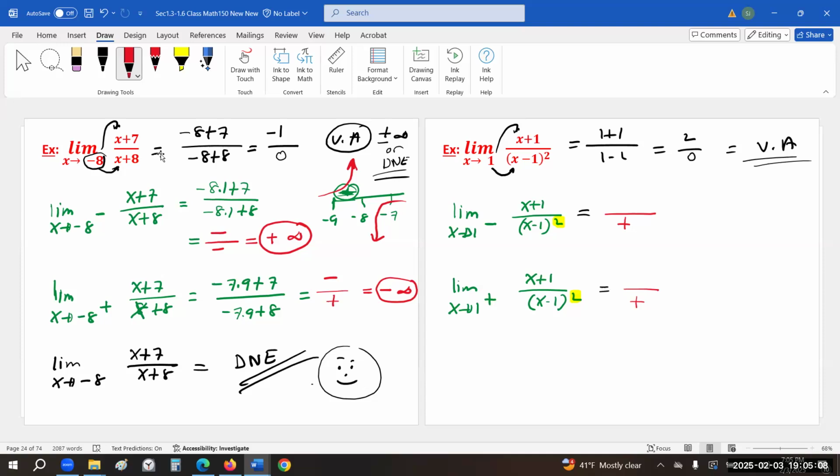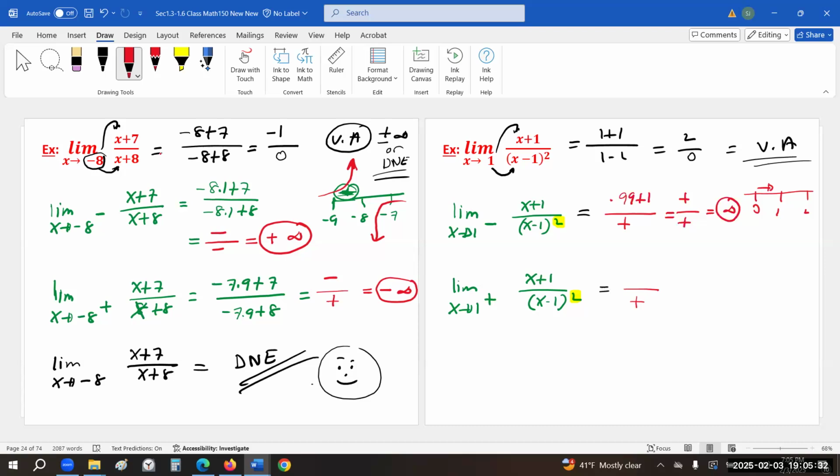Now you're going to 1 from the left side. So we have 1, 0, and 2. If you're approaching 1 from the left side, it's smaller than 1. So let's say 0.99. 0.99 plus 1 gives you plus over plus. So we have positive infinity.